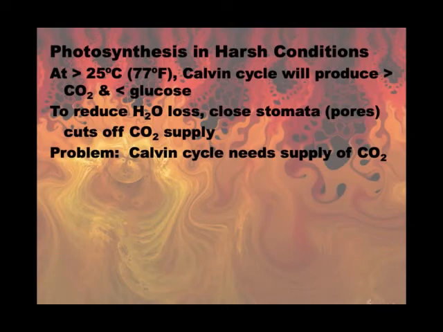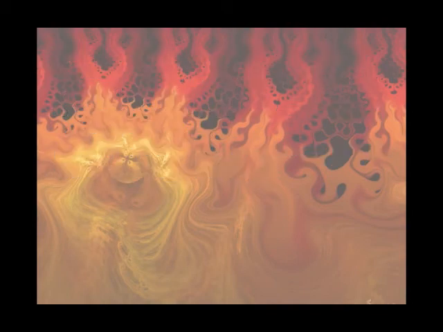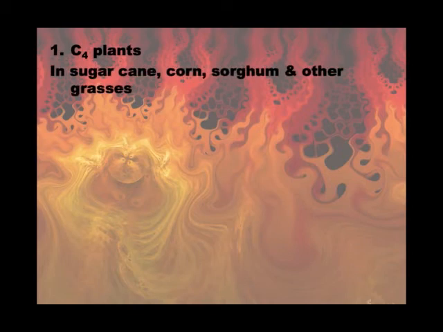So obviously there are plants that exist in environments that are greater than 25 degrees Celsius or 77 degrees Fahrenheit. So there must be some ways around that. We have a couple of alternative pathways that plants use. The first one is C4 plants. Some examples are sugarcane, corn, sorghum, and other grasses. All of those things are grasses. Even though you wouldn't be planting your front lawn with all the sugarcane that you can put in there, they're still in the same family.